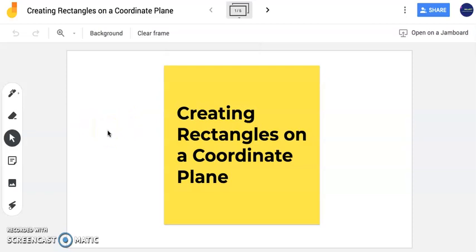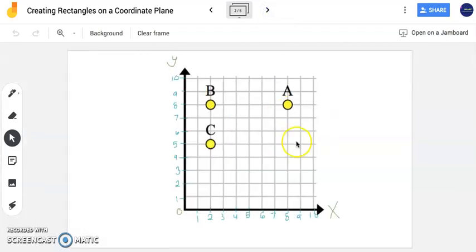Hello, today we're going to focus on creating rectangles on a coordinate plane. You're going to see problems just like this. Notice you are given a coordinate plane and there are 3 points already given to you on this coordinate plane. Your goal is to figure out what is the missing point to complete this rectangle. Your goal is to create that rectangle by finding where that point would lie on this coordinate plane.